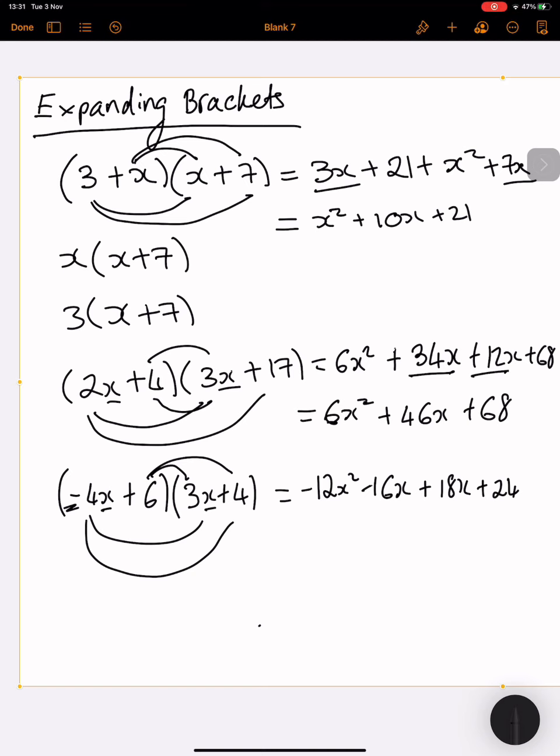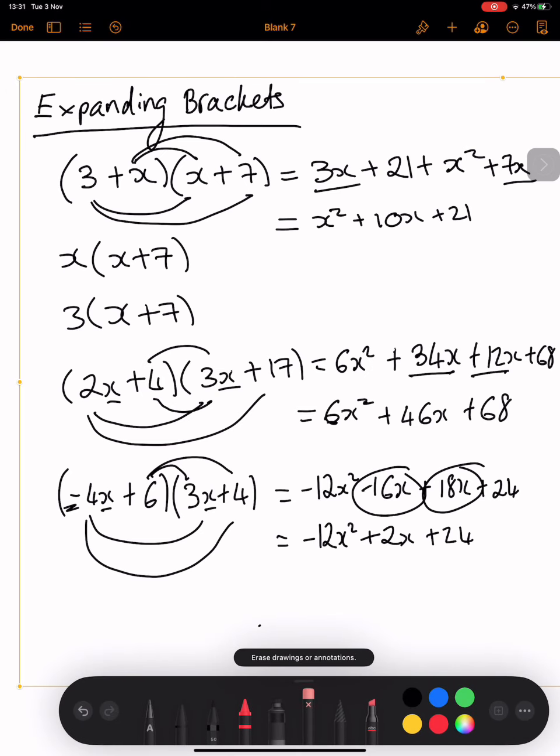Now you've got to add these together. So you will get minus 12x squared, minus 16 plus 18x is plus 2x, plus 24. I would recommend always using a calculator to work them ones out, because they can get a bit messed up in your head.